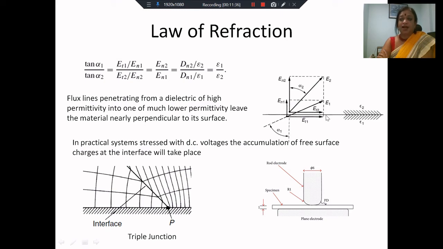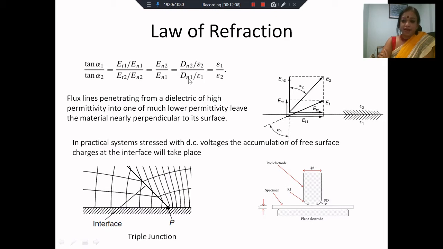We have seen that as a dielectric boundary condition if there are no free charges present, and this is always true, of course, I'll come to this point later. ET1 is always equal to ET2, so therefore tan alpha 1 by tan alpha 2 will be in the ratio of EN2 by EN1. And EN1 by EN2 is equal to dN2 by epsilon 2, dN1 by epsilon 1.